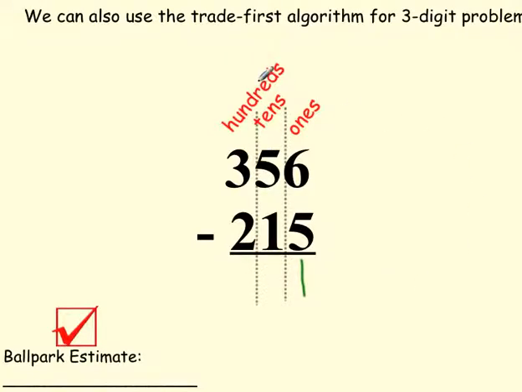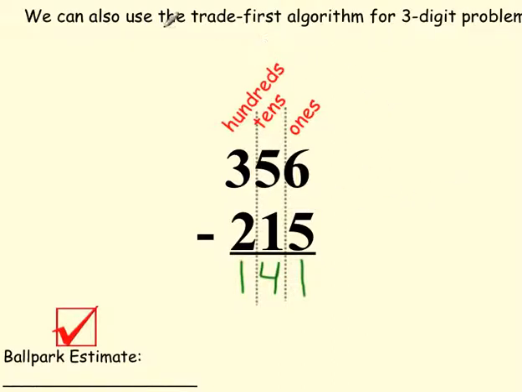Okay? You can go over to the middle column and look at the tens and look at 1 from 5, which you can do, where 5 minus 1 is equal to 4. You can look over at the hundreds column and ask yourself if you can subtract 2 from 3, or 3 minus 2, which you can. That's 1.